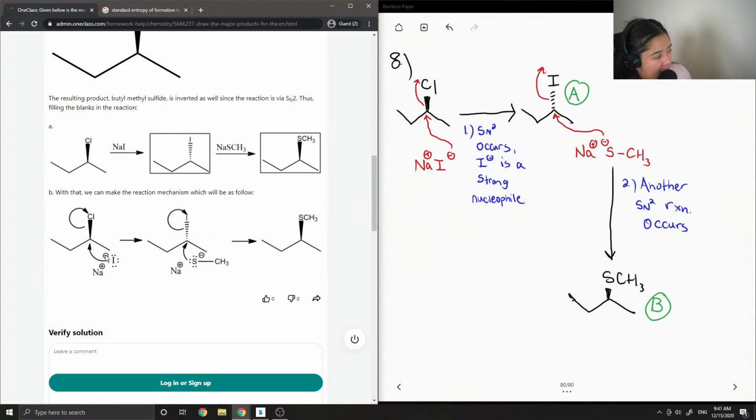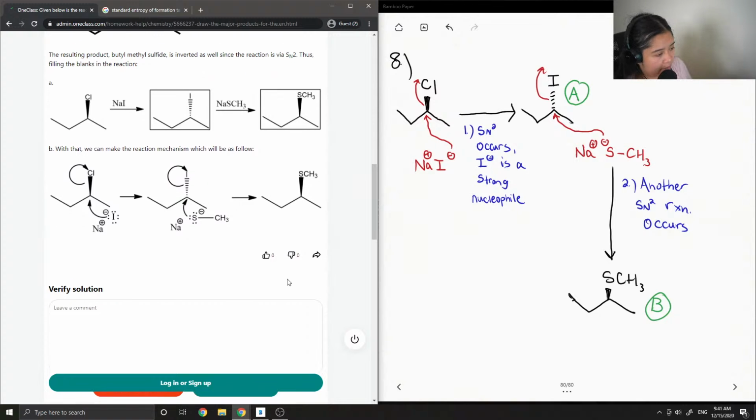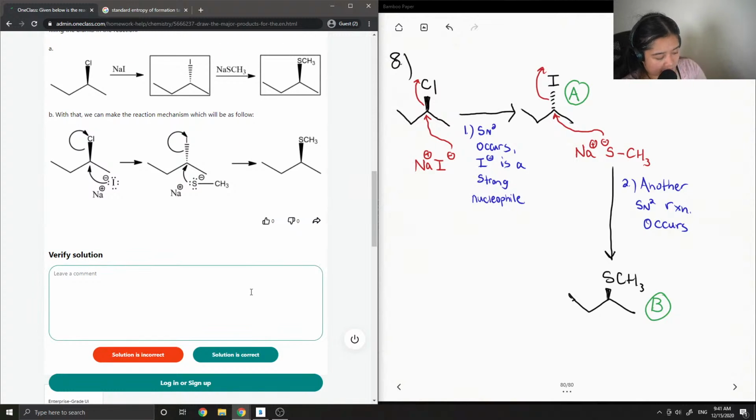So they showed the iodine ion coming in and attacking it from the opposite side, forcing the chlorine to act as a leaving group. And now we have the product A. And then secondly, another SN2 reaction occurs. And then there's an inversion of the product. And they have the same product as I do. So this solution is correct.